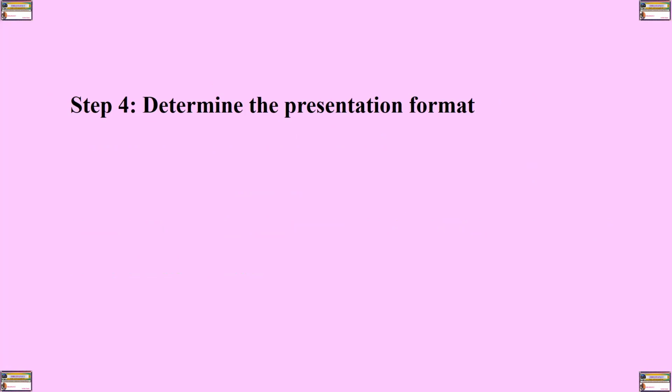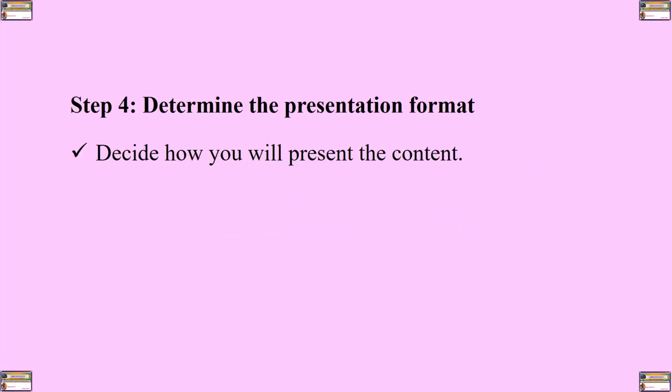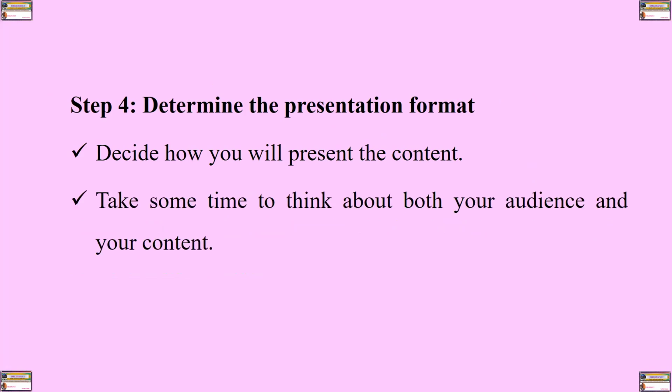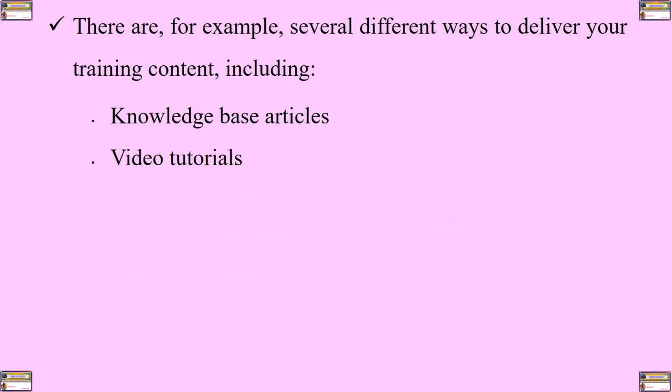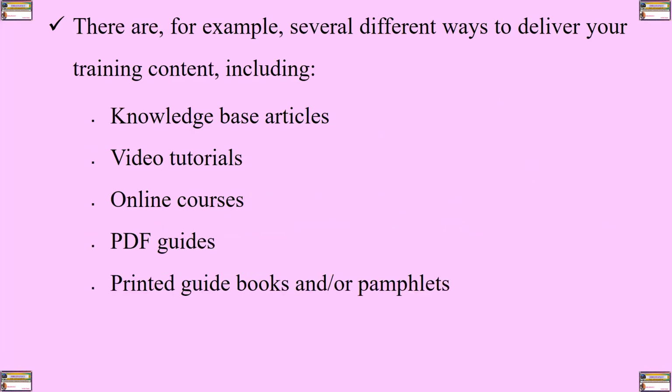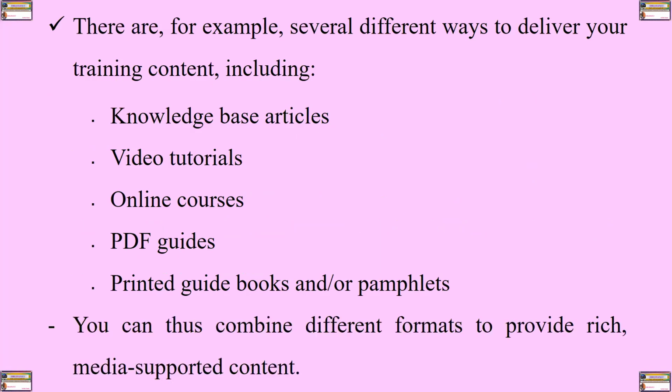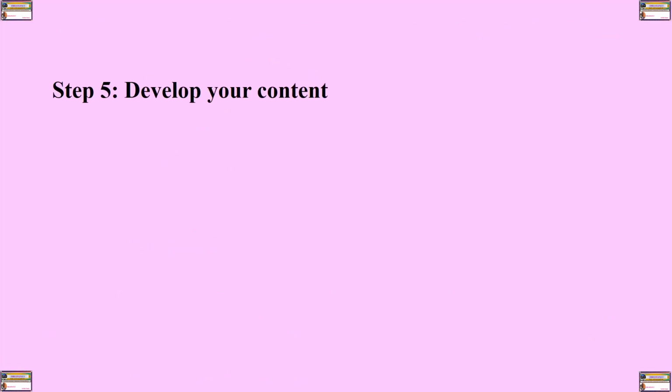Step number 4 is to determine the presentation format. Decide how you will present the content. Take some time to think about both your audience and your content. There are, for example, several different ways to deliver your training content, including knowledge-based articles, video tutorials, online courses, PDF guides, printed guidebooks, and pamphlets. You can thus combine different formats to provide rich, media-supported content.